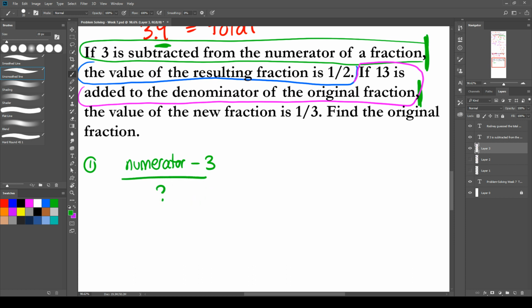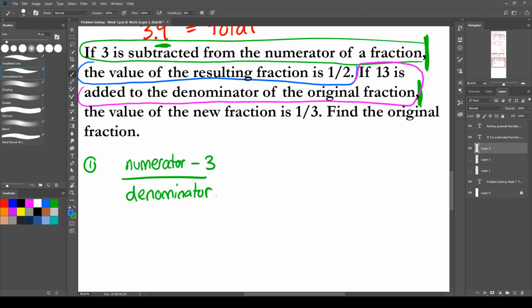So I don't know, did they tell me about it? No, they don't tell me what it is, so I'll just erase that and put denominator. Okay, so that's the first bit.